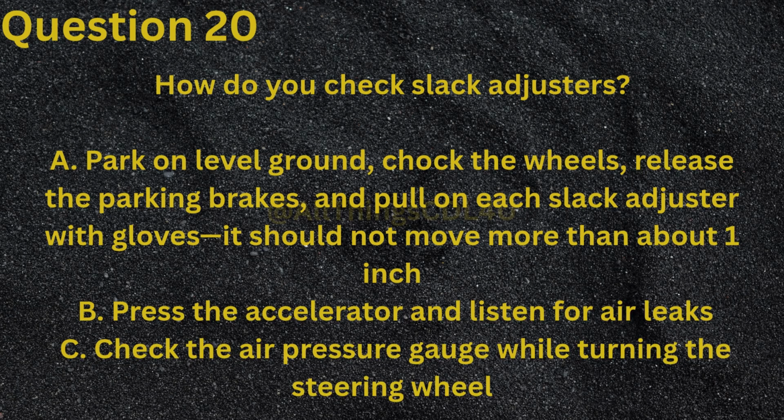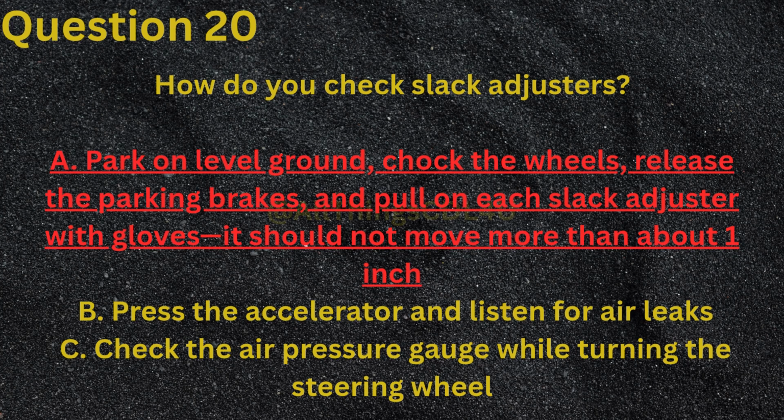How do you check slack adjusters? A. Park on level ground, chock the wheels, release the parking brakes, and pull on each slack adjuster with gloves. It should not move more than about 1 inch. B. Press the accelerator and listen for air leaks. C. Check the air pressure gauge while turning the steering wheel. A. Park on level ground, chock the wheels, release the parking brakes, and pull on each slack adjuster with gloves. It should not move more than about 1 inch.